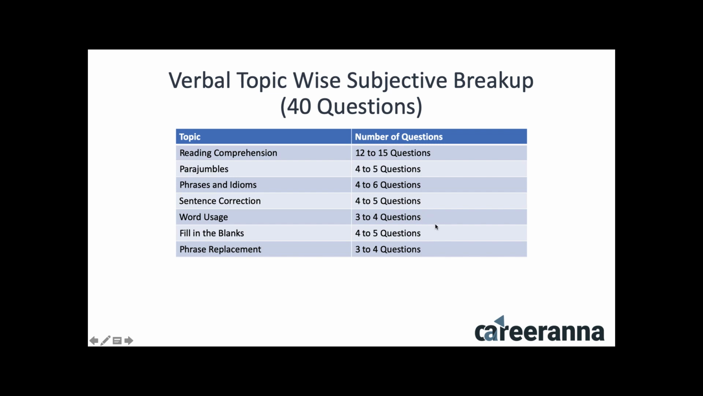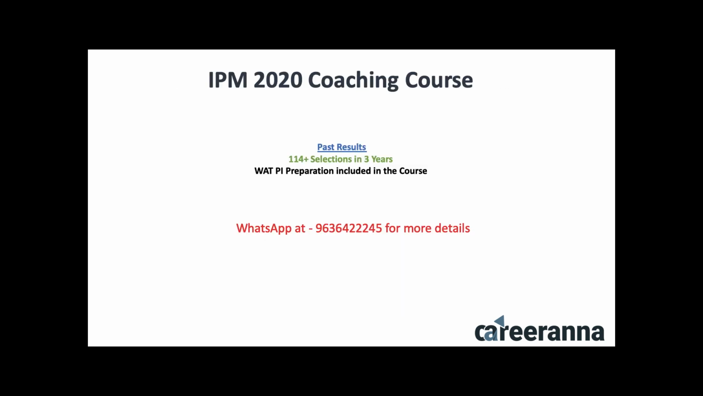After vocabulary, the next area of focus should be phrases and idioms. From direct phrases and idioms, you will get 4 to 6 questions, and from phrase replacement, you will get 3 to 4 questions. So you need to be strong with your phrases and idioms and vocabulary after reading comprehension when it comes to the verbal section. Other topics from which questions come are parajumbles, with 4 to 5 questions, and sentence correction, with 4 to 5 questions. Those are the 2 other topics from which questions usually come in the verbal part of the IPM examination. So that was the quick overview of the topic-wise breakup.